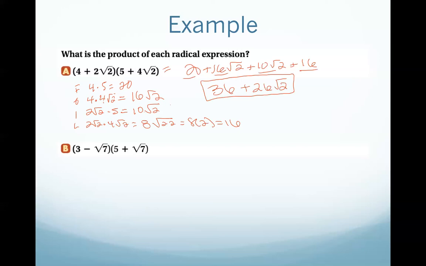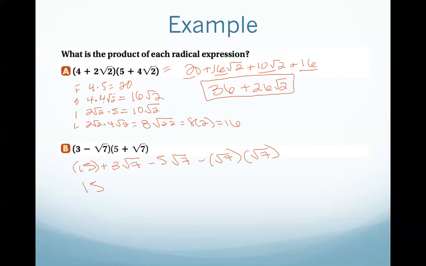Let's try another one. So we're going to do the same thing. I'm not going to write it out as FOIL this time. I have 3 times 5 is 15. 3 times the square root of 7. So that's plus 3 times the square root of 7. Negative square root of 7 times 5. So that's minus 5 times the square root of 7. And then negative square root of 7 times square root of 7.